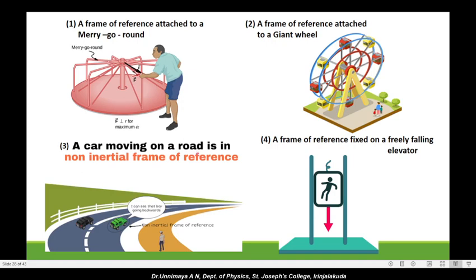One is the frame of reference attached to a merry-go-round. That is, we have always seen a merry-go-round in a park, when someone gets on and it rotates. So this is an example for a non-inertial frame.